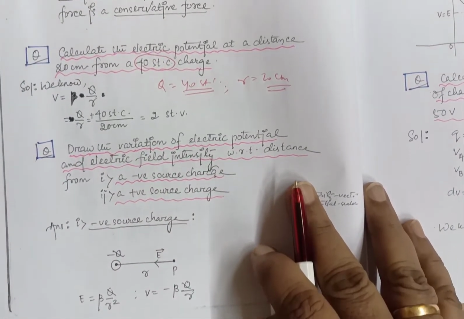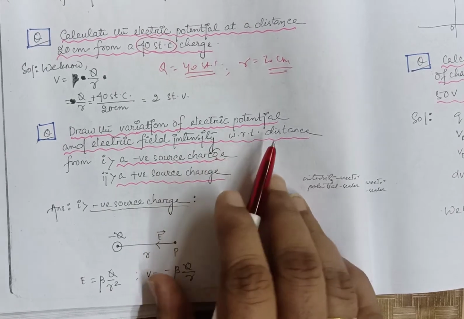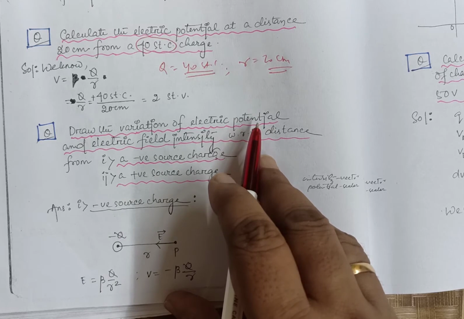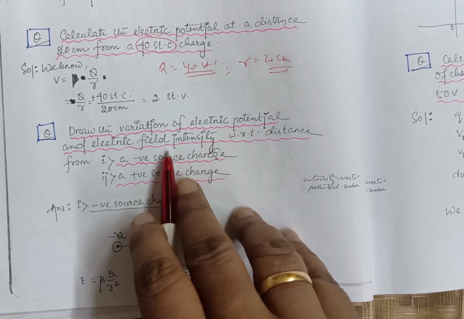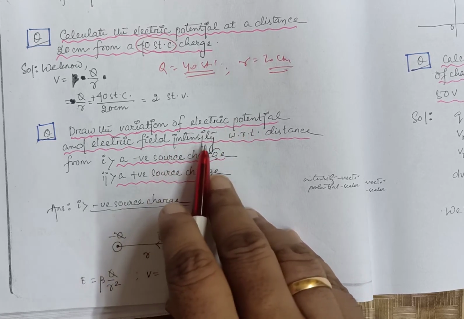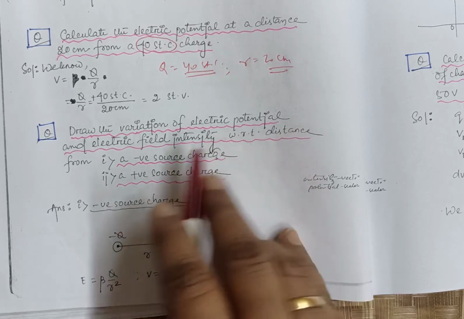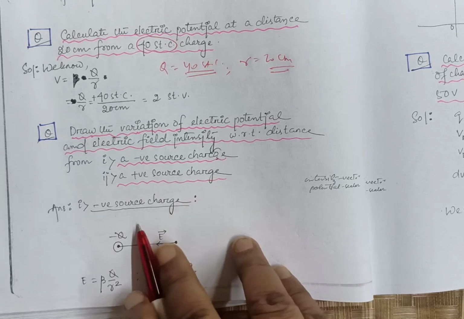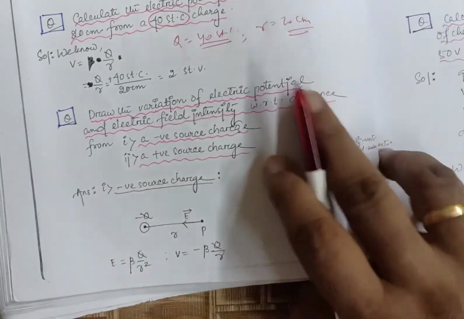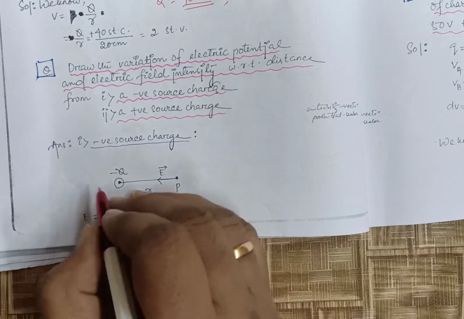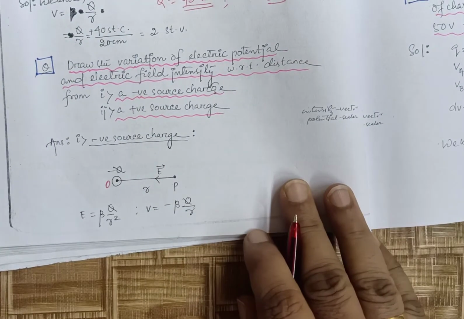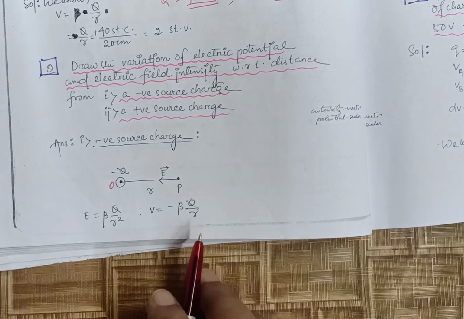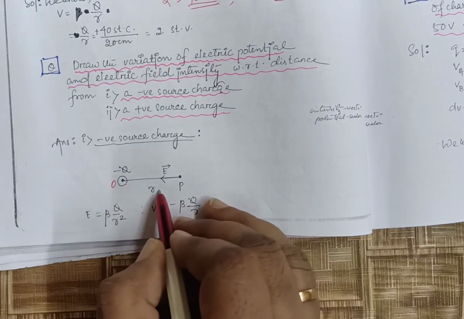Then our next question. Draw the variation of electric potential and electric field intensity. The electric potential formula we have to first remember, and we also have to remember the formula of electric field intensity with respect to distance from a negative source charge and a positive source charge. First we will discuss the negative source charge. Here Q is the source charge situated at this point O, minus Q, negative source charge. This is the desired point P, where we have to calculate electric potential. Distance R is mentioned here.